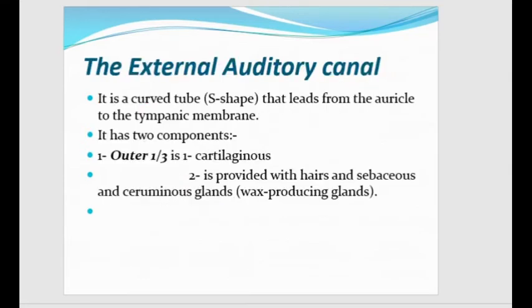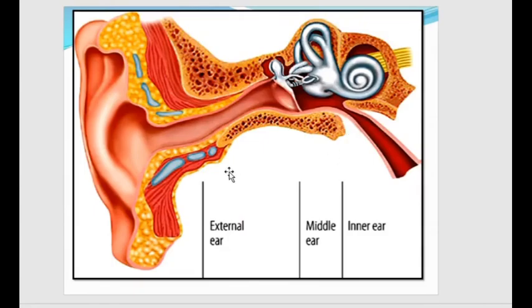We come to the second part of the external ear, which is the external auditory canal. This external auditory canal is a curved, S-shaped tube that leads from the auricle to the tympanic membrane, and it has two parts. If we go back here to the external canal, we will see that it has an outer cartilaginous part and an inner bony part. The inner bony part is temporal bone. The outer cartilaginous part is cartilage.